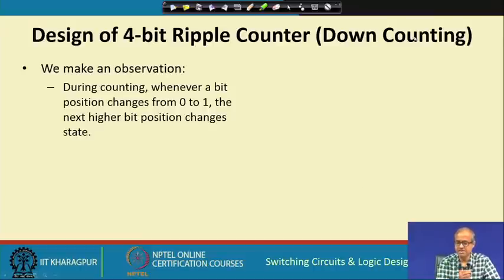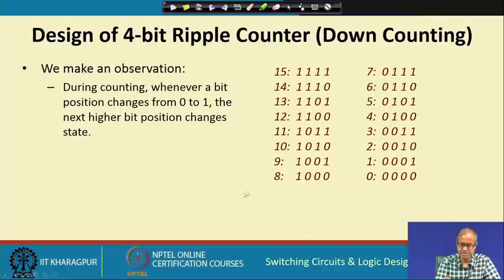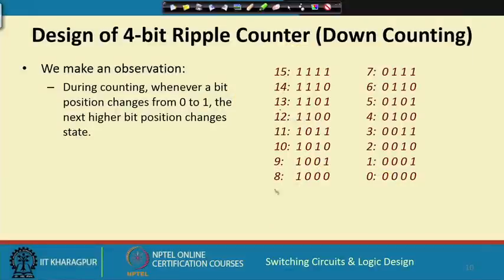Now, if you want to design a down counter, the observation is very similar, but the direction of the changes is just reversed. Sometimes we need a counter to count down, 5, 4, 3, 2, 1 like that. This is called a down counter. Suppose we want to design a down counter. It will start from 15 for a 4 bit counter, 14, 13, down to 0 and again back to 15.